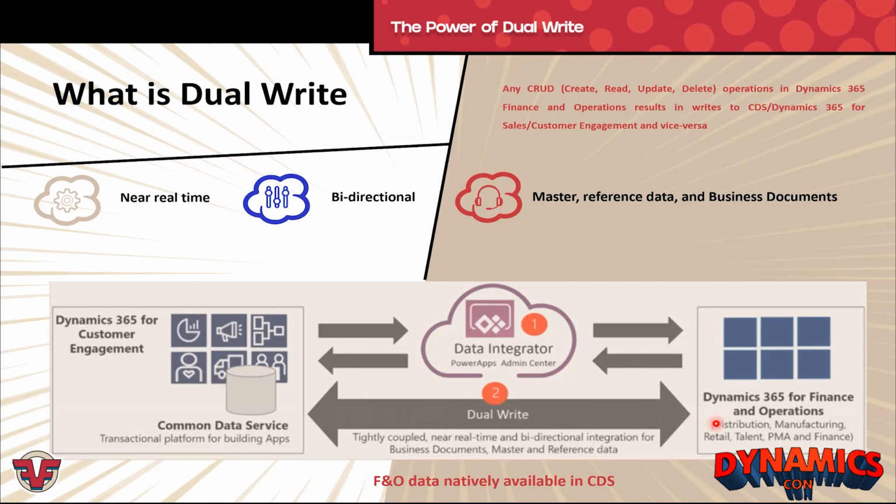Whatever data you create, read, update, and delete in any of the applications syncs across to the other application. For example, if you create a customer in FNO, it will automatically move to CE as an account of type customer. It's near real time. It's a brief introduction about dual write here. It is bi-directional, as you can see in the picture here. Whatever data gets created in finance and operations will pass to CE, and whatever data gets created in CE will be created in FNO.